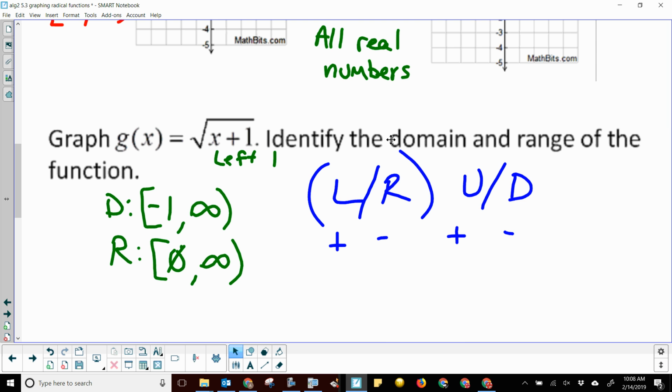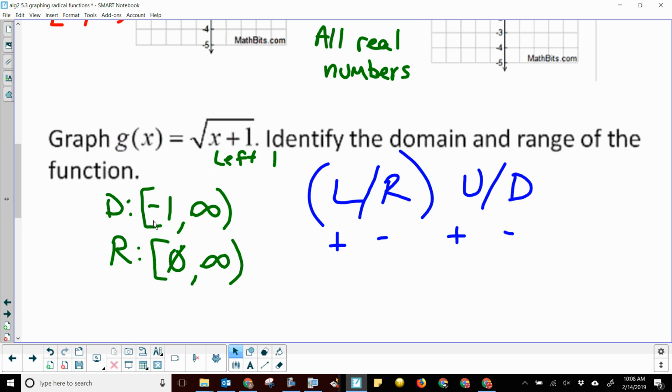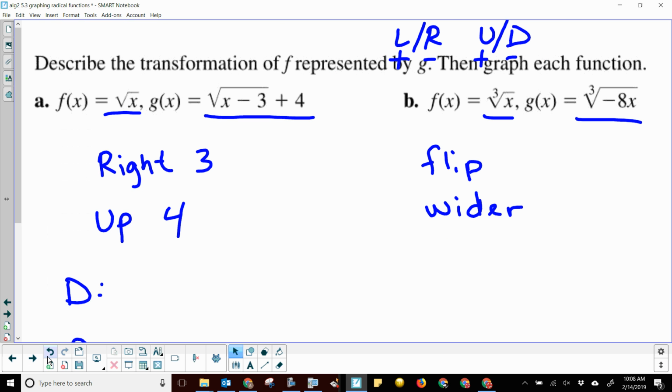So graph this and identify domain and range. Well, when we move to the left one, then I didn't move up or down, so my range stays the same, but now my domain can start at -1. Describe the transformation. Well, inside minus, because remember it's left, right, up, down, positive, negative, positive, negative. Inside minus, I'm going right 3 units. Outside plus, I'm going up 4 units.